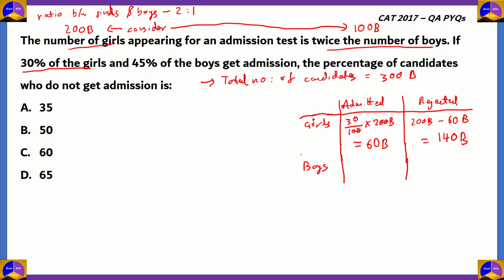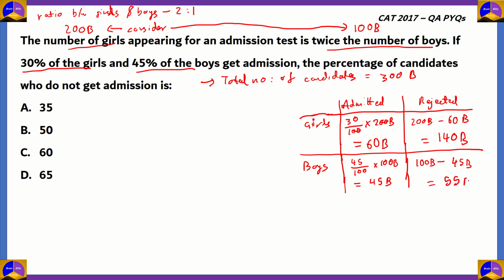Now let's turn towards the boys. All right, let's just draw a line to separate them. Now, for the boys, it is said that 45% of them crack the admission test. We know that the total number of boys is 100B. So therefore, 45 over 100 times 100B are the number of boys admitted, which of course comes down to 45B. We just have to cancel 100 from both the numerator and the denominator. That also means that the number of rejected boys would be 100B minus 45B, which will be equal to 55B.